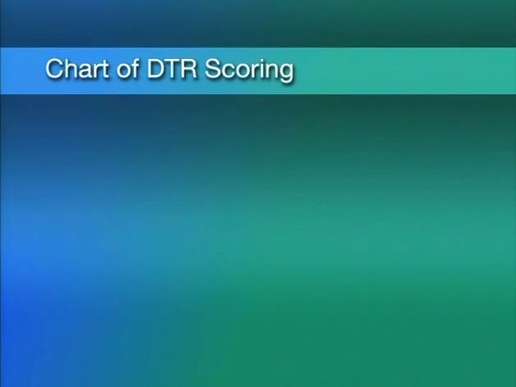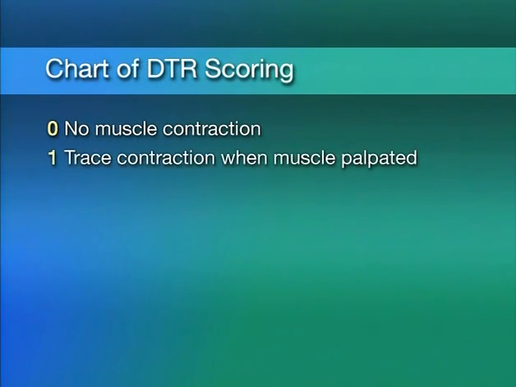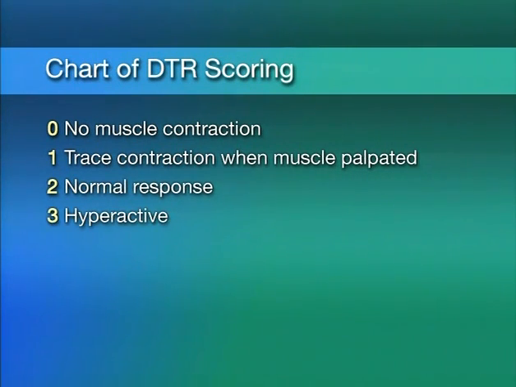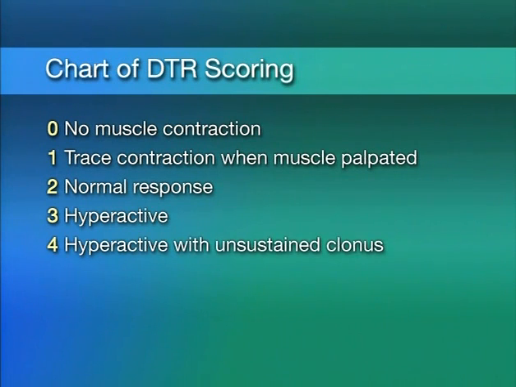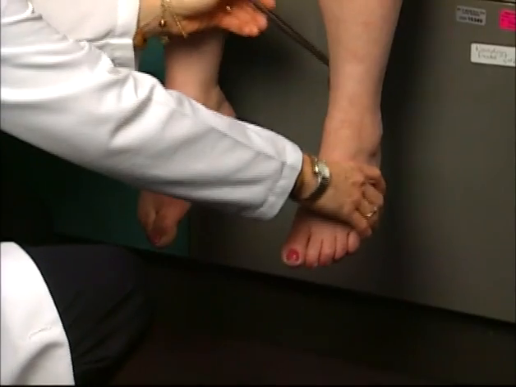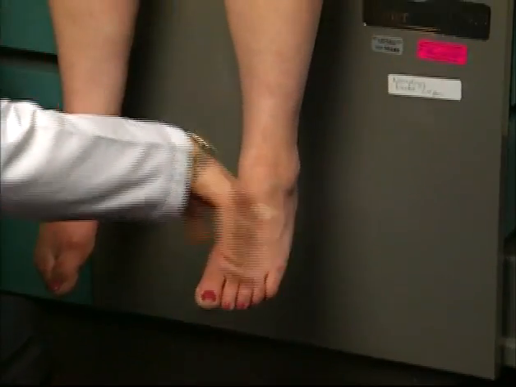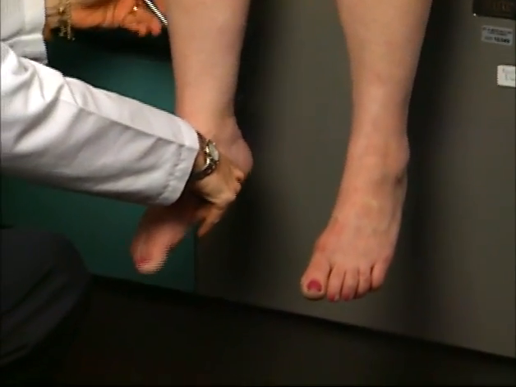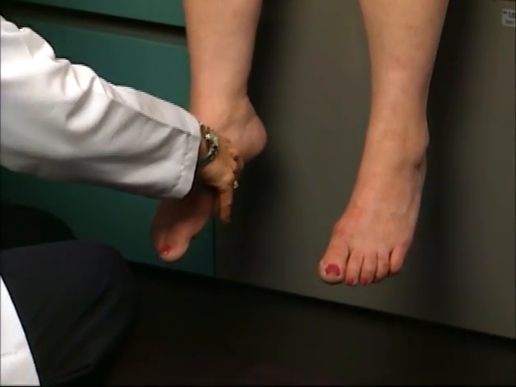As with strength testing, reflex testing is scored on a 0 to 5 scale, 0 being no muscle contraction, 1, trace contraction when the muscle is palpated, 2, a normal response, 3, hyperactive reflexes, 4, hyperactive reflexes with unsustained clonus, and 5, hyperactive reflexes with sustained clonus. Pathologic reflexes, such as Babinski's sign, should also be looked for. In multiple sclerosis, reflexes are usually exaggerated or brisk.